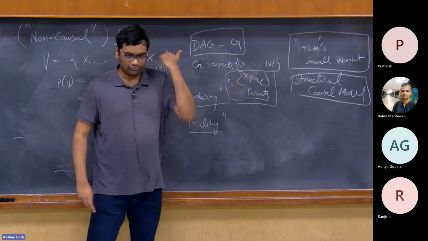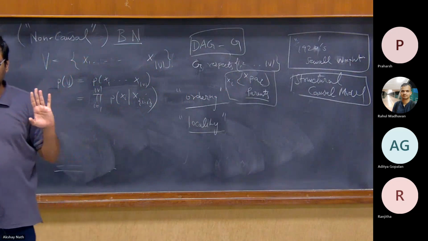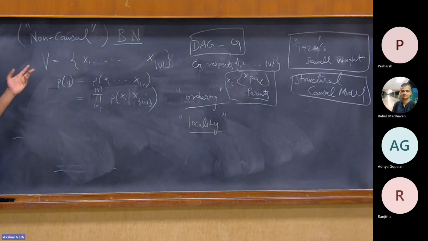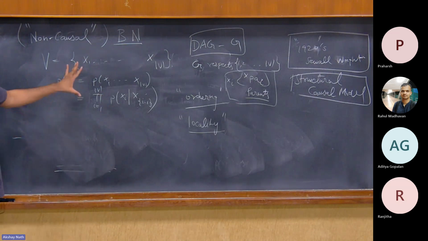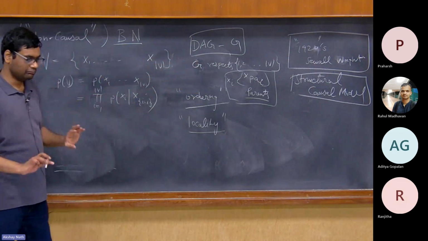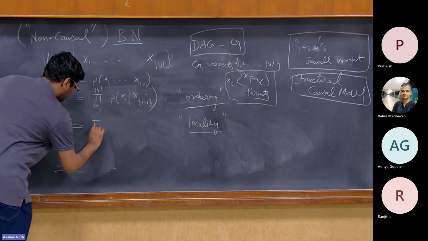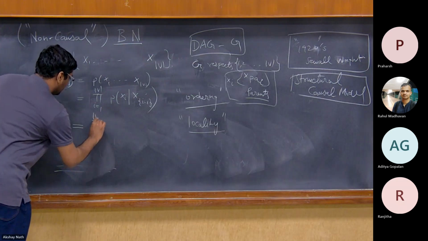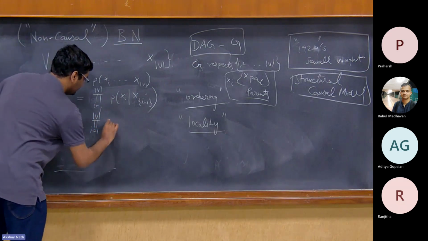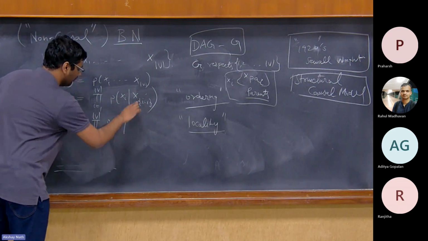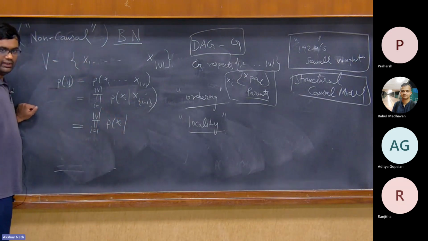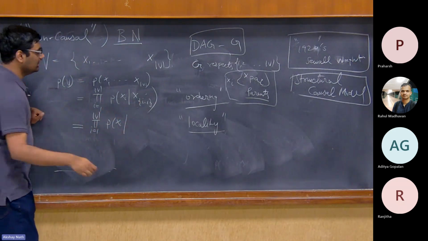And the parents always come before in the order. Okay. Now, it could be the case that the distribution you're dealing with is somewhat compatible with this DAG, by which I mean that, by definition, the same thing can be written as the same product, but the conditional distributions don't depend on everything before; they only depend on a subset of your ancestors. Okay.